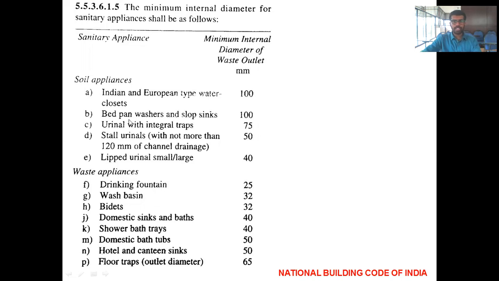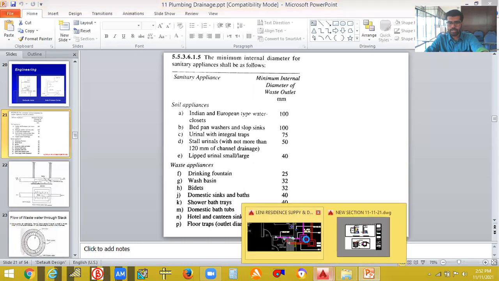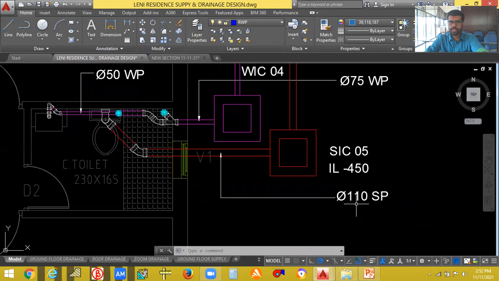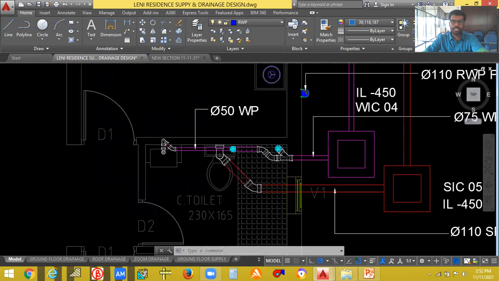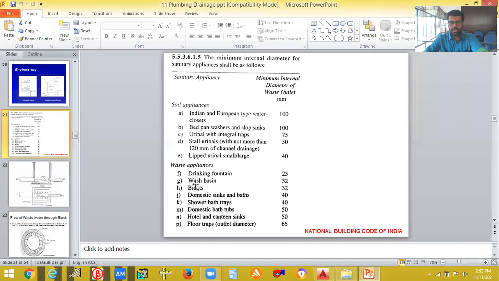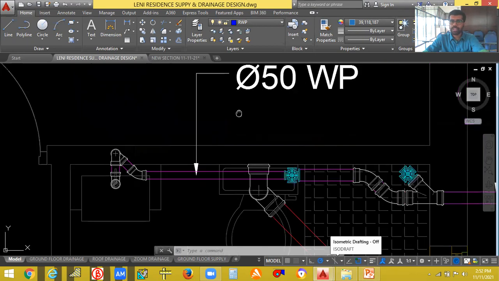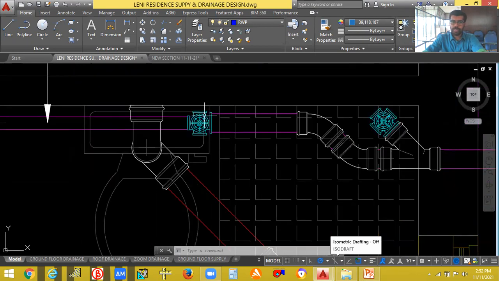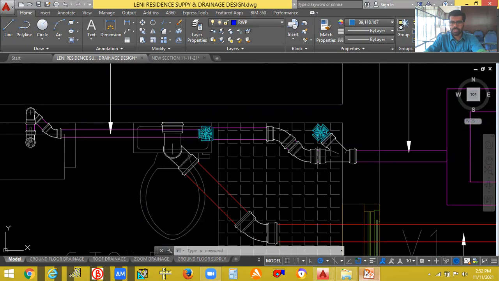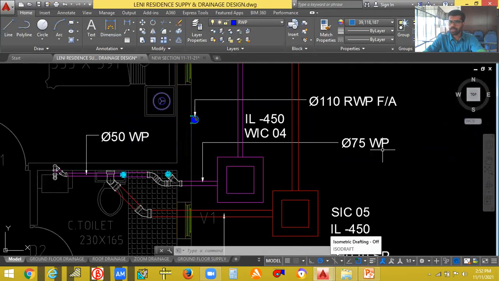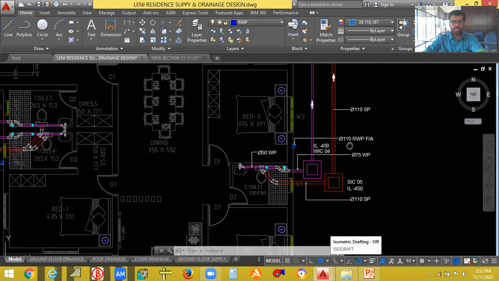For example, you can see here the water closet is 100, so that's why I have given 100 here. It is 100 or 110 outer diameter. For the wash basin it was 32, but I have given a minimum diameter of 50 for safety. After the trap, it will normally be 65 or 75, correct? 65 is the internal. I have given 75 because of the outer layer. Okay, that's the thing.